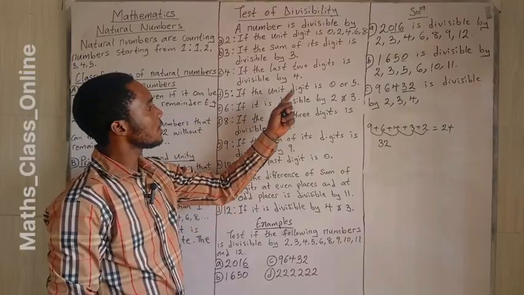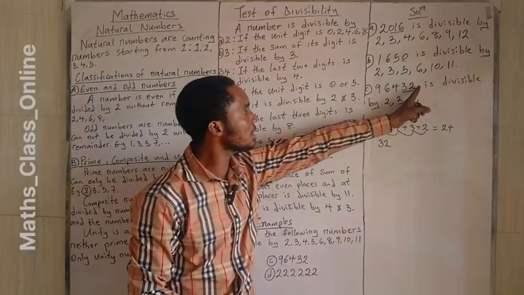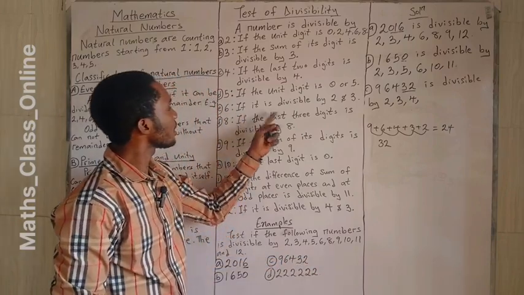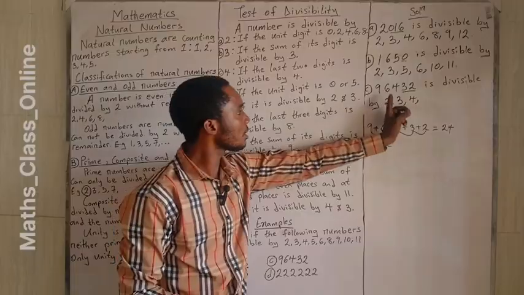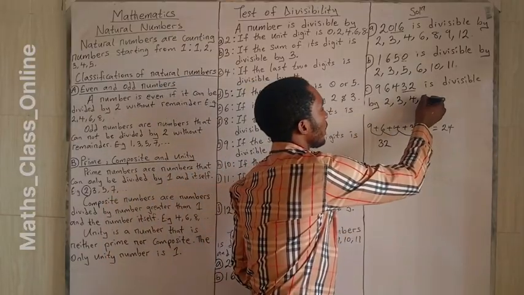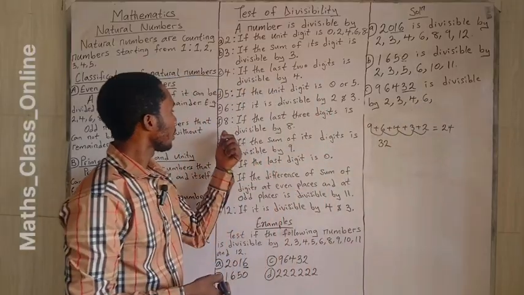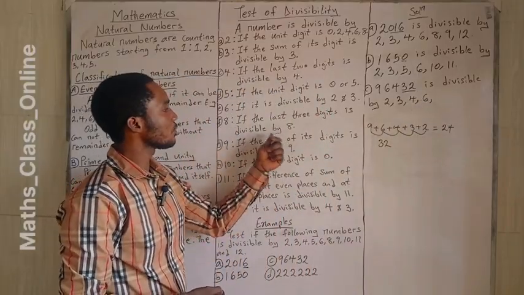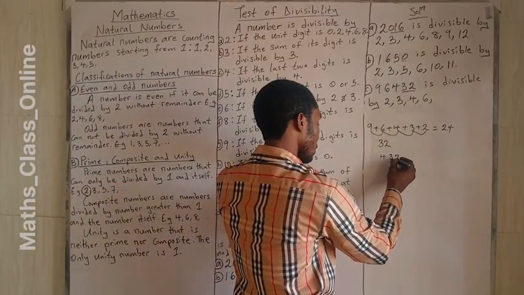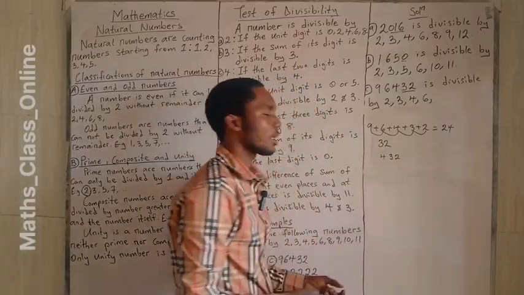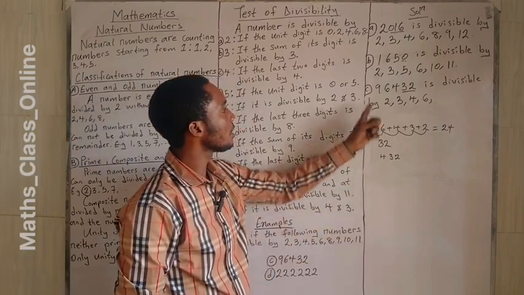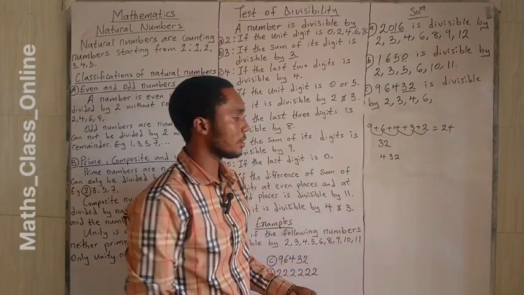5. If the unit digit is 0 or 5, the unit digit here is 2. That means it is not divisible by 5. 6. If it is divisible by 2 and 3, this number is divisible by 2 and also divisible by 3. That means it is divisible by 6. 8. If the last three digits are divisible by 8, the last three digits here are 4, 3, 2. Can 8 divide 432? Yes, 8 can divide 432. That means that 96432 is divisible by 8.